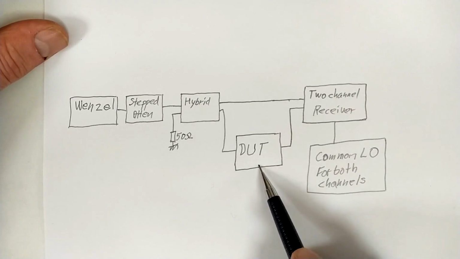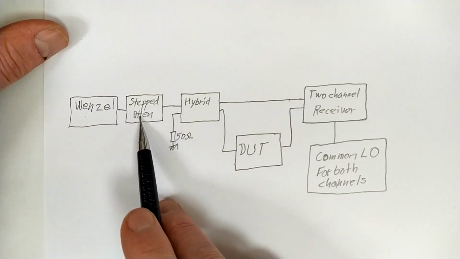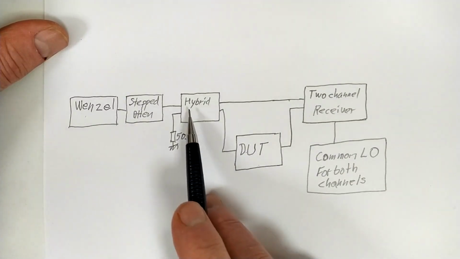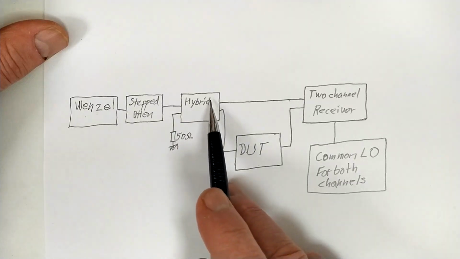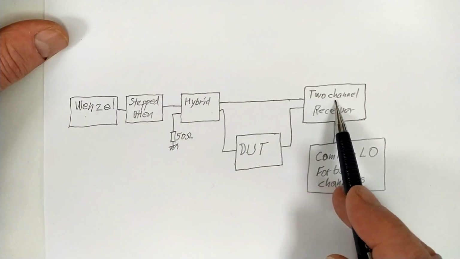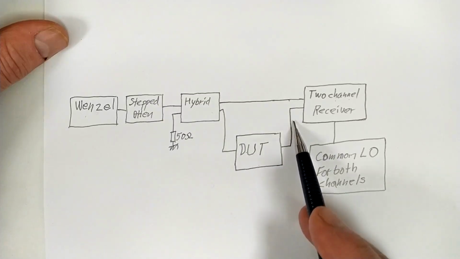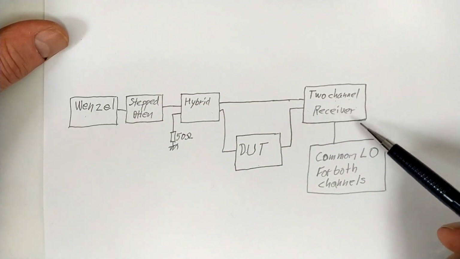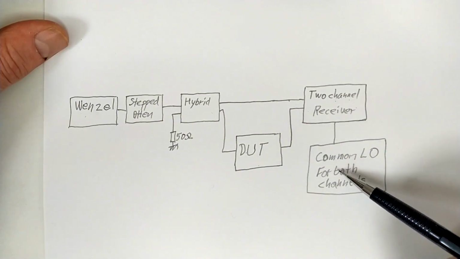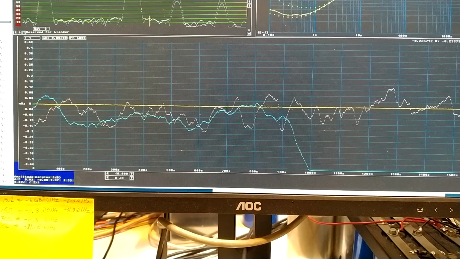Here is the selective amplifier, and I have the Wenzel and a stepped attenuator to set the appropriate signal level for the unit, and a hybrid that splits the signal in two. So one goes in my two-channel receiver directly, and the other goes through my selective amplifier. And I have changed the two-channel receiver, so both channels now have the same local oscillator. Here is what I see.